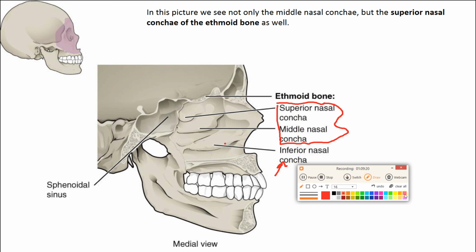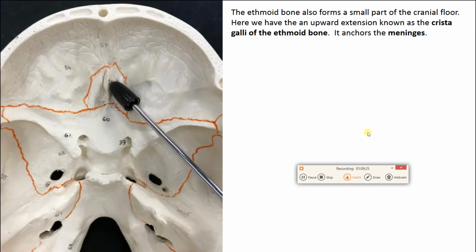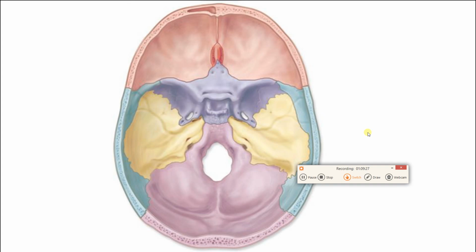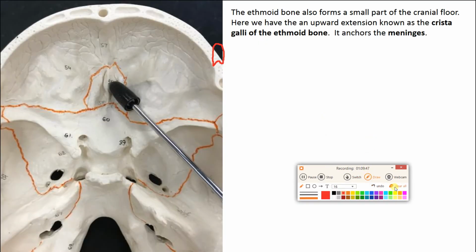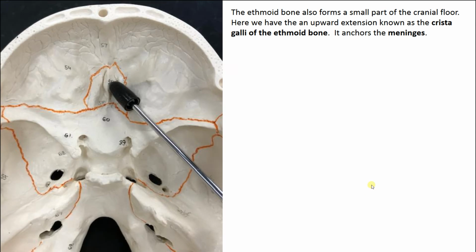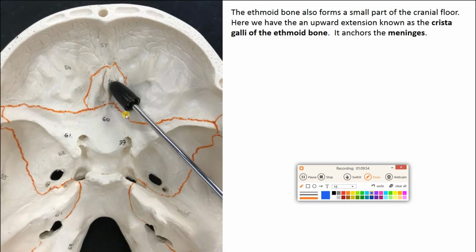All right. If I backtrack, there we go. Now we're looking at that cranial view. And I just see a little chunk of ethmoid bone right there. That's the only part of the ethmoid bone we can see in this top view. In the skull model here, I can still see it. It is this chunk right here. This chunk right here is the ethmoid bone.